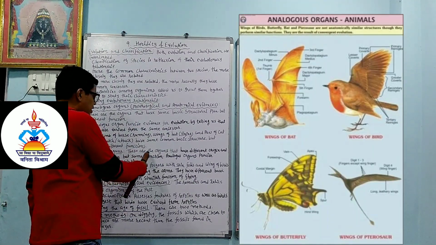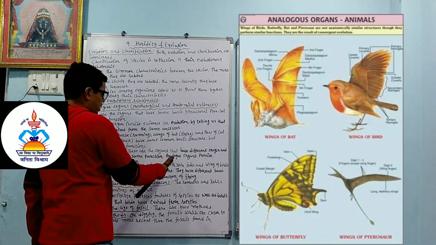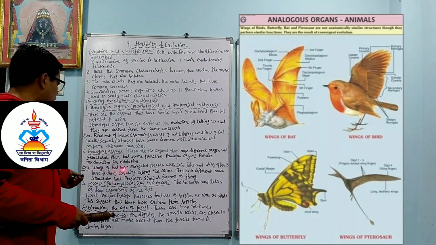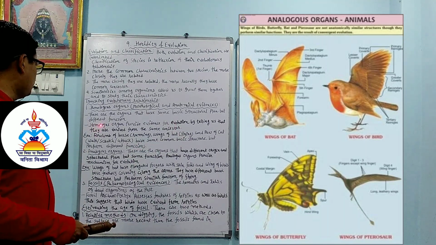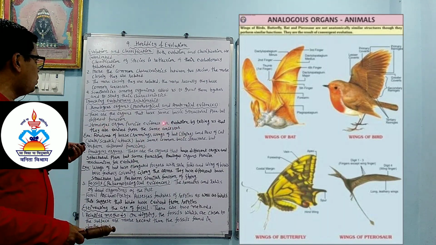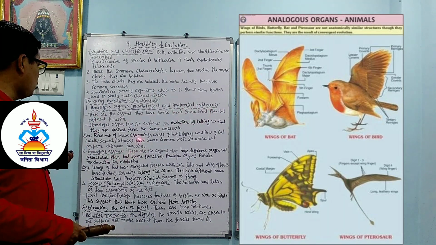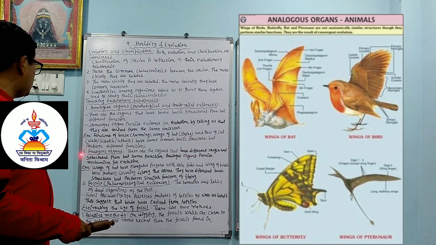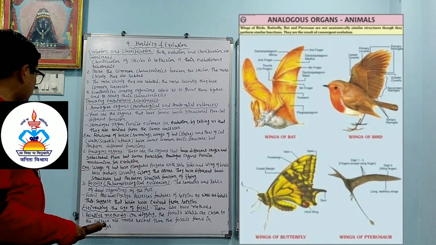Analogous organs are the organs that have different origin and structural plan but the same function. Analogous organs provide the mechanism for evolution. Here something is different compared to homologous organs. In homologous organs the structures are the same but functions are different. But in analogous organs, they have different origin and structure but the same function.